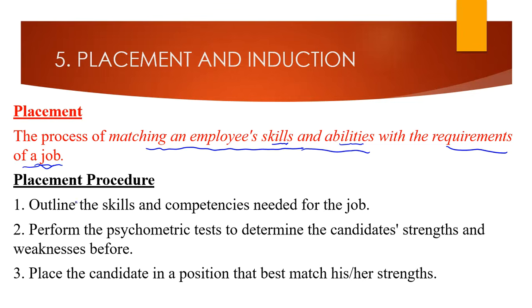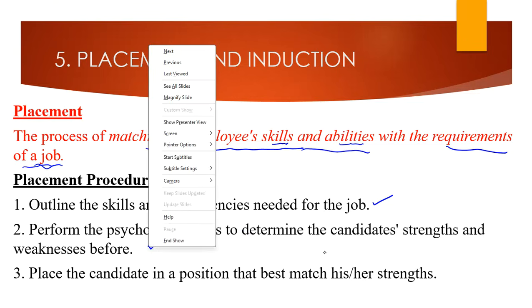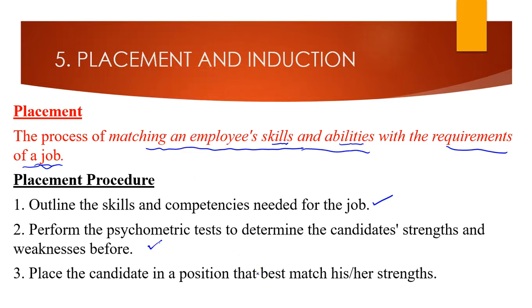Okay, so the procedure is we need to outline the skills and competencies of the job, and then we can perform a psychometric test to see where the strengths and weaknesses of the candidates are. So once we've done this, we can then match the employee to the job. So those are the 3 placement procedure steps. Outline the skills and competencies needed for the job. Perform the psychometric test to see the strengths and weaknesses before we place the candidate into the position that will match their strengths.